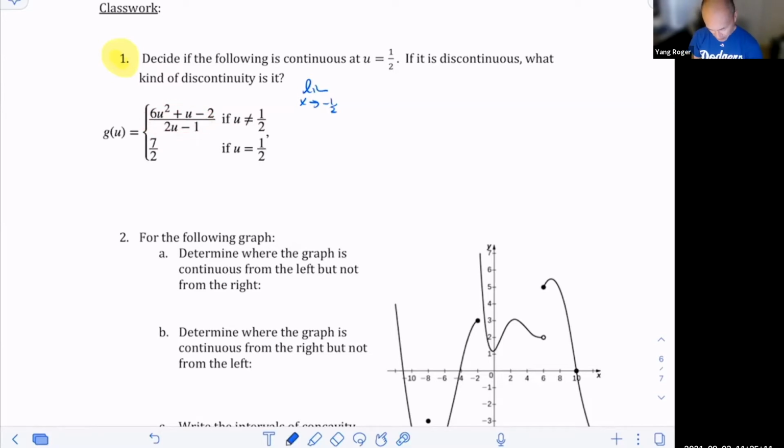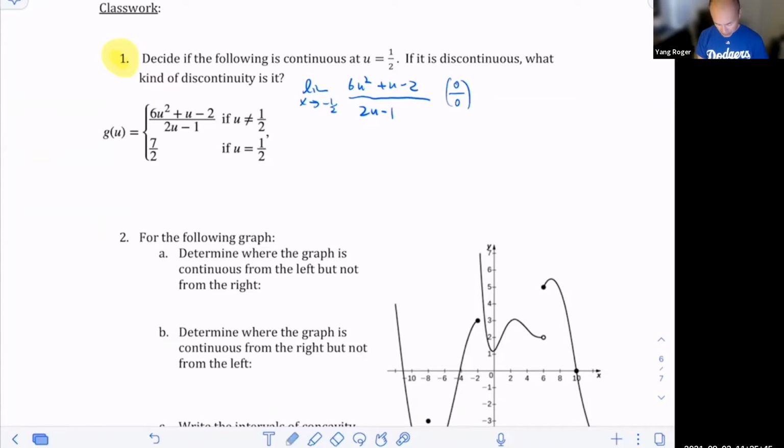So if I write in my rational function, this is going to be 6u squared plus u minus 2 all over 2u minus 1. When we plug in 1/2 into the numerator and the denominator, we get 0/0. So this gives us important information. This tells us this is not an infinite limit, or probably not an infinite limit. So what we're going to do is factor this.